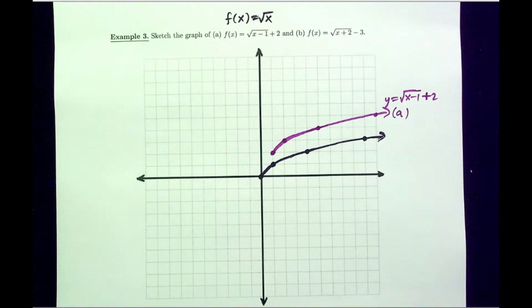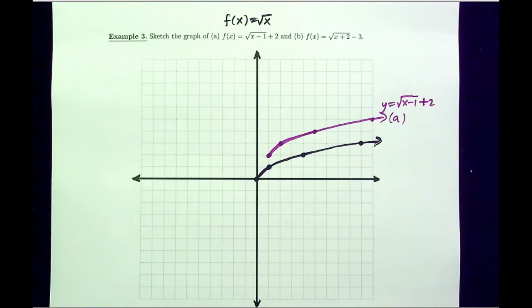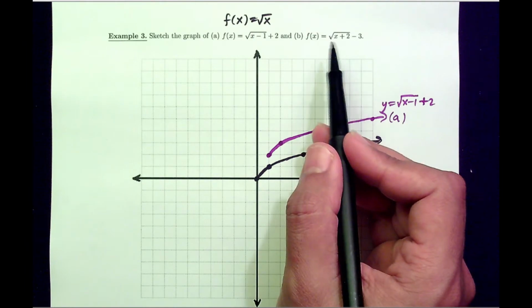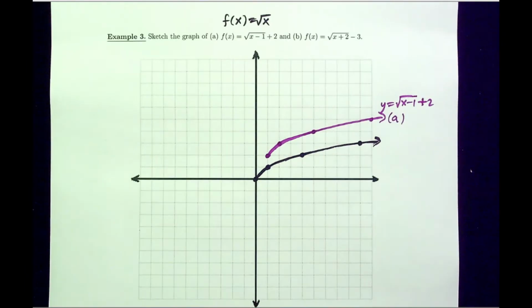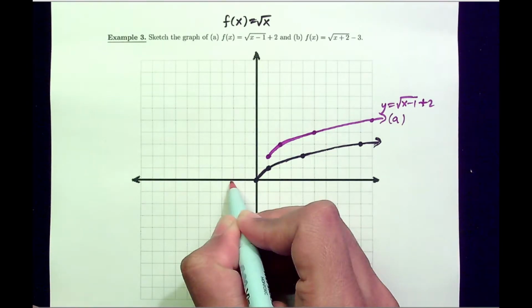Okay, now let's sketch the graph of B, which is f of x equals square root of x plus 2, minus 3. The minus 3 moves the whole thing down by 3 units. And then the plus 2, which happens inside, is a horizontal movement, and the plus 2 means you move to the left. Okay, so now we're going to move everything 2 to the left and 3 down. 2 to the left, 1, 2, and 3 down, 1, 2, 3.